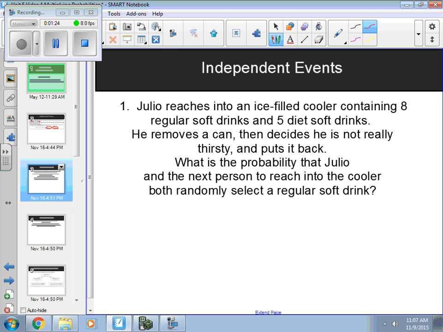In this case, a regular soft drink, which we know there's 8 of. So we got 8. And then on the bottom, we need our total. And the total here would be 8 plus 5, which is 13. So our total is 13. So that would be the probability that Julio reached in and got a regular soft drink. Now that he's putting it back, though, the next person should have the exact same probability of also selecting a regular soda of 8 out of 13. So the probability that they both select would be whatever we get when we multiply these two together.